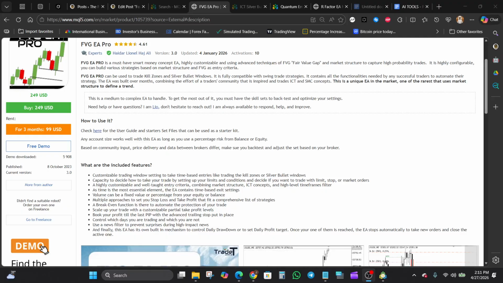Another key part is the time-based logic. This EA allows you to restrict trading to specific sessions like London or New York kill zones, which is important because these strategies rely heavily on liquidity timing.